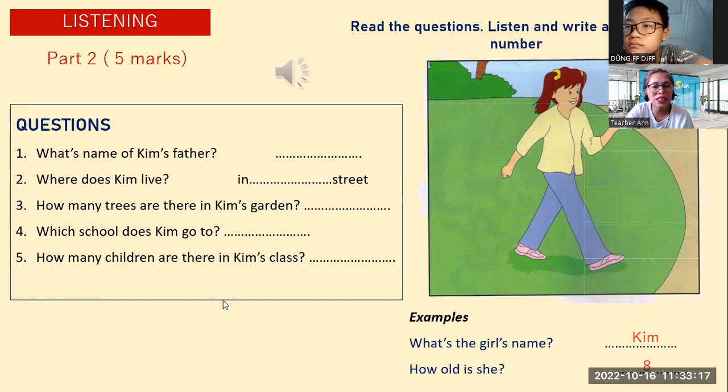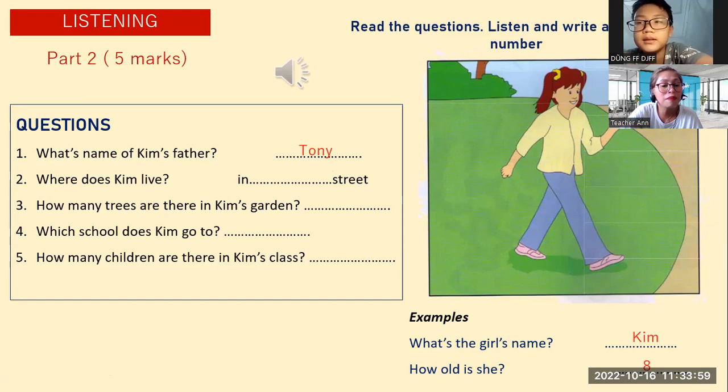Can I have 2 minutes, please? Okay, it's okay. What is the name of Kim's father? Oh, what's the name of Kim's father? You tell me. Do you have an idea? Do you know, Dong? What is the name of Kim's father? Father, the name. Kim's father is? What do you read? You read this. Tony.